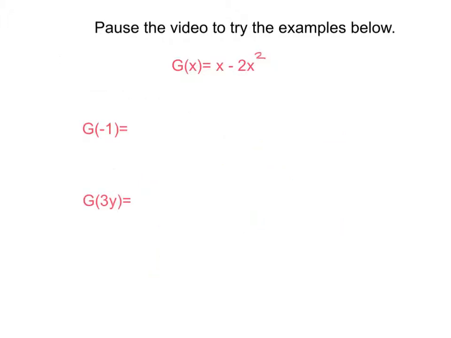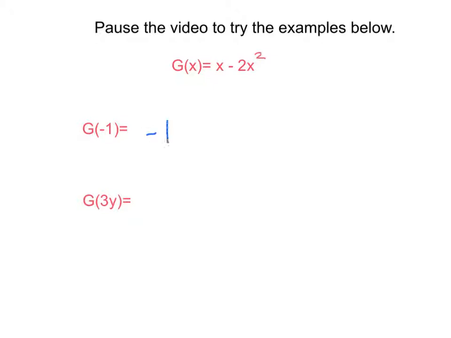Pause the video to try the examples below. Remember that you're replacing the variable with the function that it's given. Example number 1, so g(x) equals x minus 2x squared. Again, it's nonlinear because it's including exponents. The x is going to be negative 1.